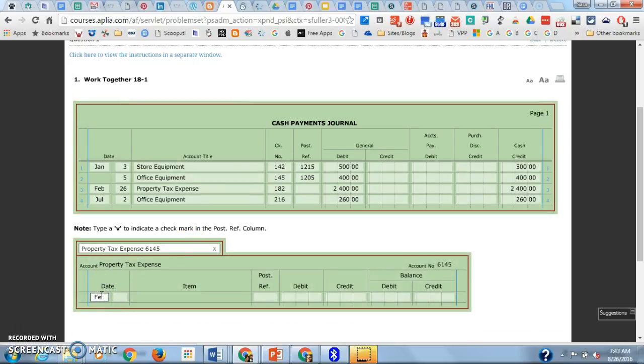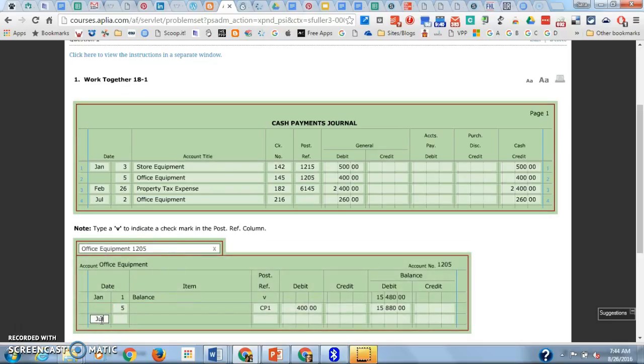Next we have property tax expense. So our date is February 26th. Post reference is CP1. It's a debit of $2,400. And then it would be a debit balance of $2,400. Post reference of 6145.